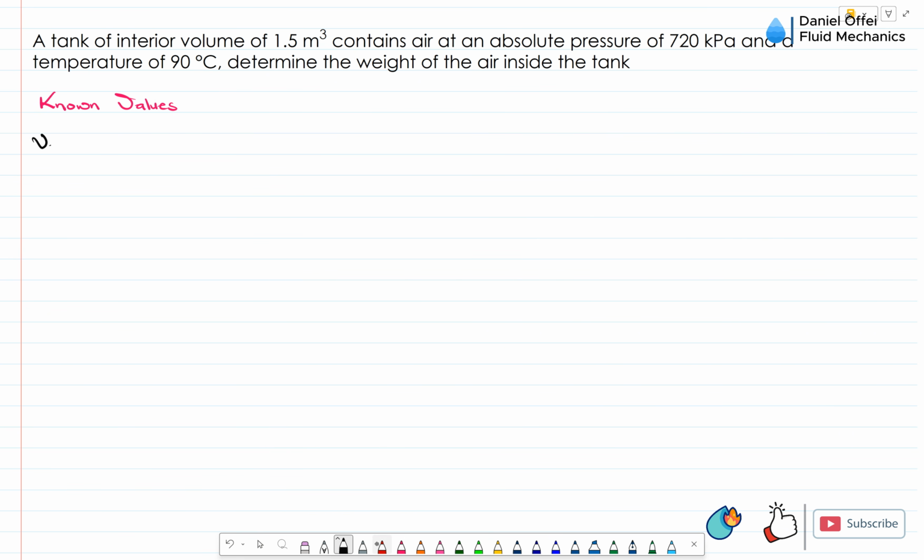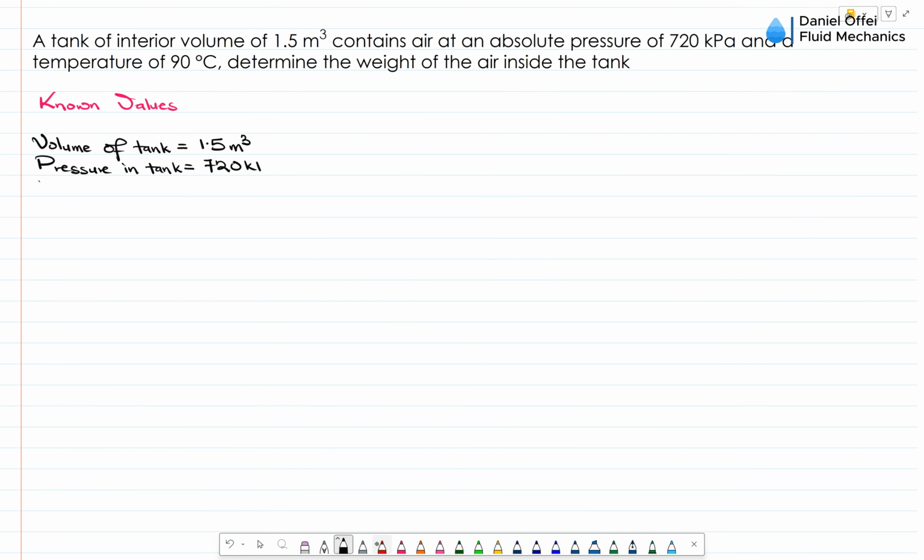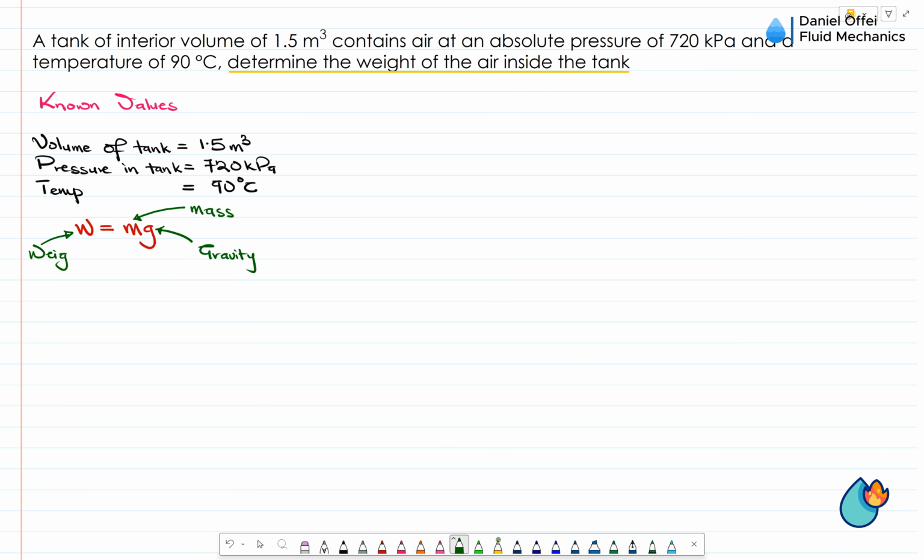Here we have the situation. There is a tank with an interior volume of 1.5 meters cubed. This tank contains air at an absolute pressure of 720 kilopascal. The temperature of the tank, or the temperature of the air, is 90 degrees Celsius. We are supposed to determine the weight of the air inside the tank. So weight, from what we know, is just the mass times the gravity. However, we don't know the mass yet, but we can say gravity is 9.81. So we need to determine the mass by using the ideal gas equation, because this is air.